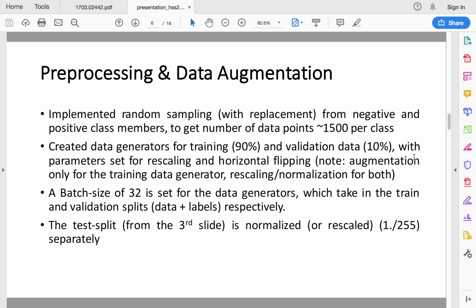For training, I set up data generators for rescaling and horizontal flipping. Horizontal flipping is the only data augmentation I use. And for the validation data generator, I only do rescaling. A batch size of 32 is set for both the data generators. And for the test slide, I normalize the images as was done for the validation split.